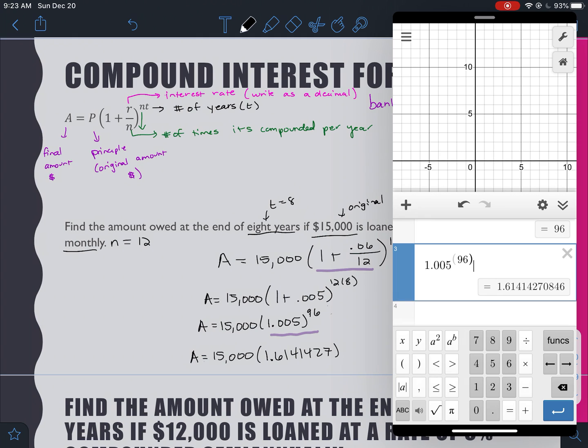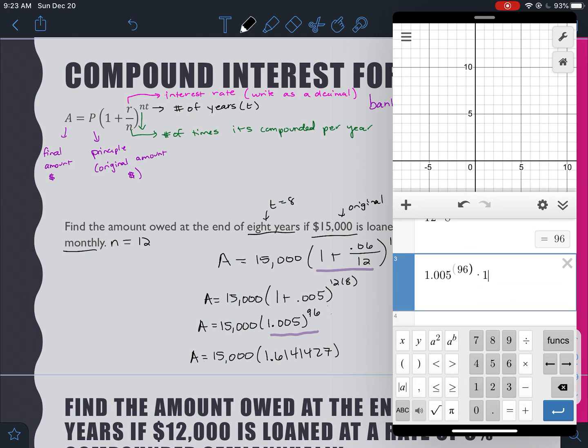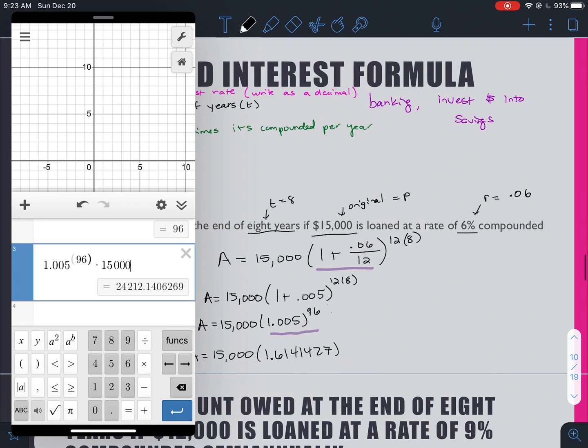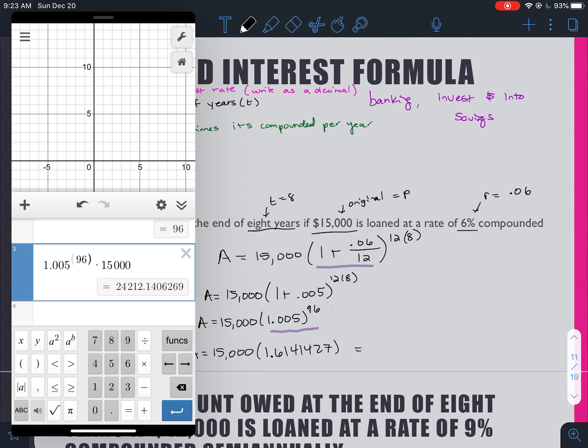1.614, and then we'll just do 1427. And then we're going to multiply that by 15,000. And we get the amount of money that you will owe after 8 years if you borrow $15,000 and the rate on that loan is 6%, you will owe $24,212.14 at the end of 8 years.